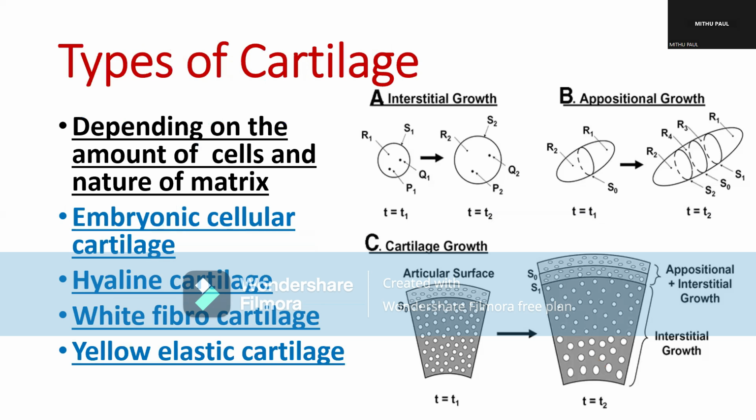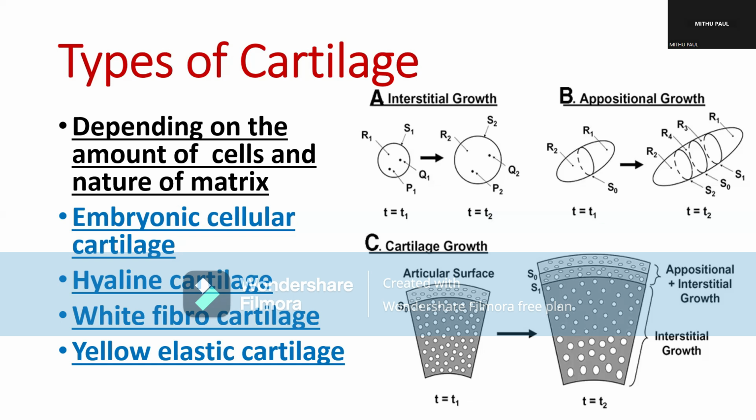Now, depending on the amount of the cells lying in the cell matrix, along with the fibers, their orientation and relative amount, cartilage is grossly classified into embryonic cellular cartilage, hyaline cartilage, white fibrocartilage, and yellow elastic cartilage. Now, to say about this, this is the embryonic cellular cartilage. They are embryonic models because in the embryo, inside the mother's womb, there is huge proliferation of cells from the undifferentiated mesenchymal cells. So they form clustered cell masses.